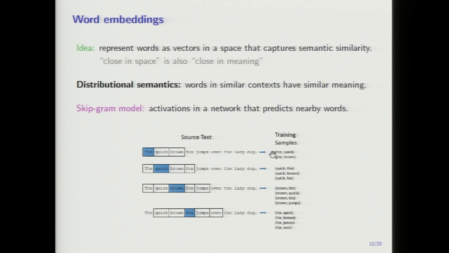Again, we have a large body of text, and we're going to move a window through this text and look at all the words that are close to the one that we're interested in. In this case, we're interested in that word, and in this one, that and that. And we create this training set where we try to use the blue word to predict these other words. So this is the input and that's the output. This is the input and that's the output. And then this is the input, that's the output, and so on. So we build this huge training set and then we train a neural network on that.